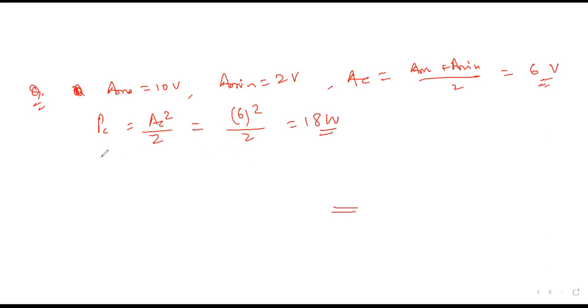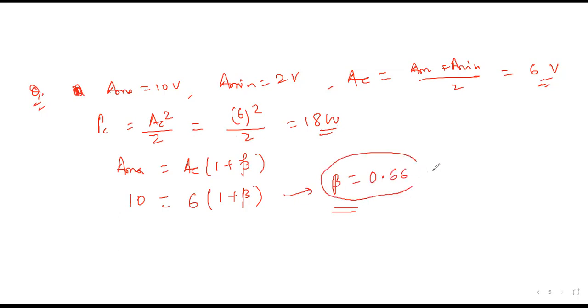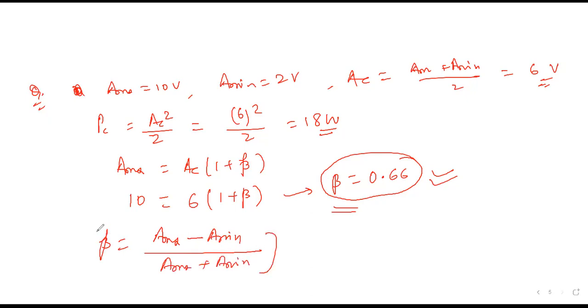Now for beta, the modulation index. A maximum is equal to AC into 1 plus beta. Just put here, 10 equals AC, which is 6, into 1 plus beta. So here beta equals 0.66. Or the formula of beta is A max minus A min divided by A max plus A min. This is the formula of beta. Just put it here, you will get beta.